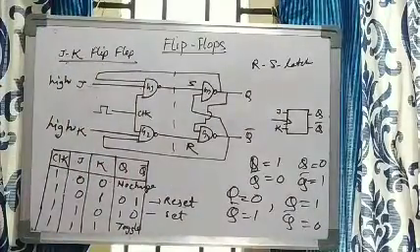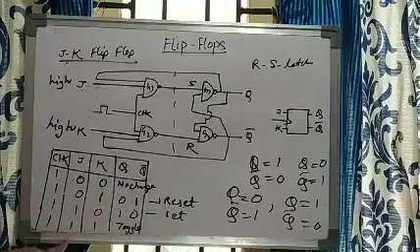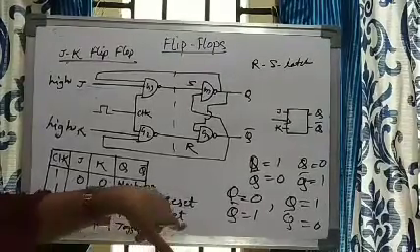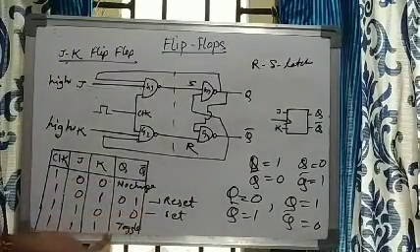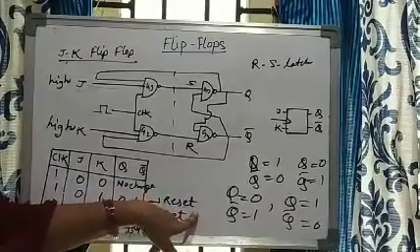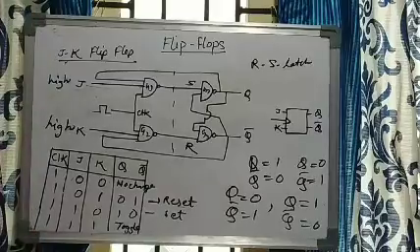In a simple definition, if we get a reset condition earlier and we do the toggle operation, then we will get the set condition. And if the earlier output is the set condition and we get the toggle, then the present output will be the reset condition. Okay? So this is all about your JK flip-flop.